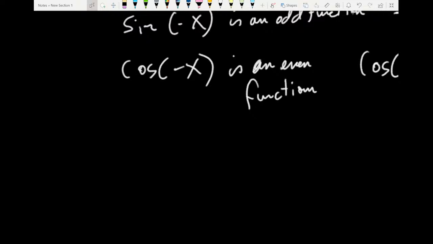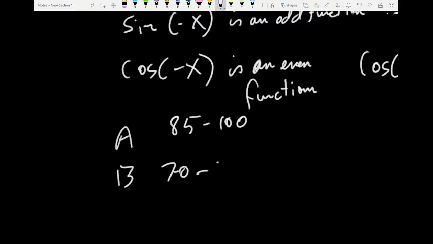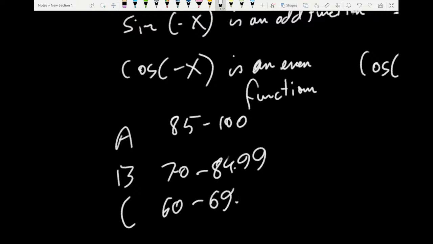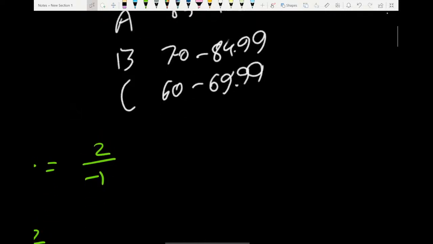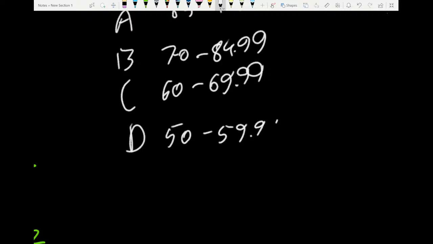And my grading criteria, as you forgot: A is 85 to 100%. B is 72 to 84.99. C is 60 through 69.99. D is gonna be 50 through 59.99, and F is below.